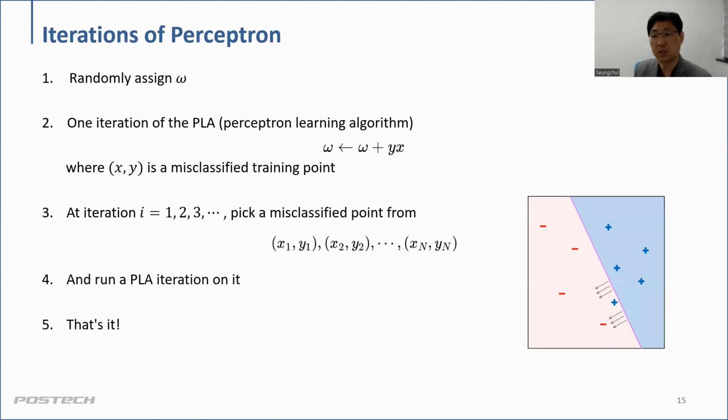So the perceptron is an iterative way. We randomly assign omegas, because we have to have some value of omegas. For any misclassified training points, we update it, and repeat until all the data points are satisfied.